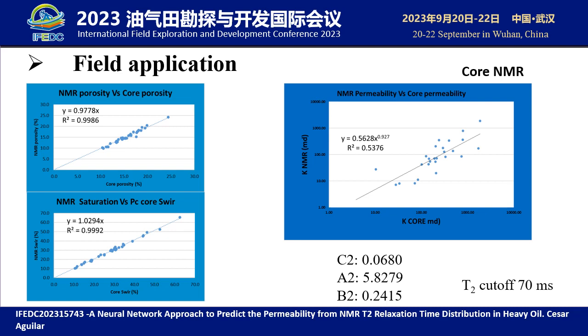Unfortunately, this doesn't occur with the permeability prediction. The correlation coefficient is very low and the slope is only 0.5. We use the NMR experiment in order to define the T2 cutoff around 70 milliseconds, which is very different from the literature traditional value for our sandstone of only 33 milliseconds.